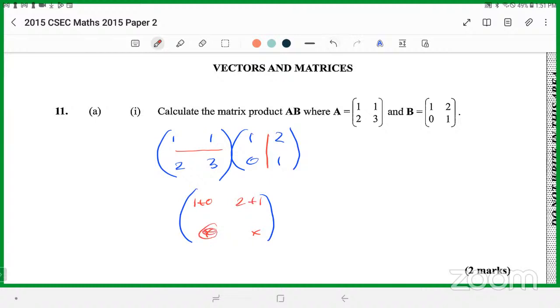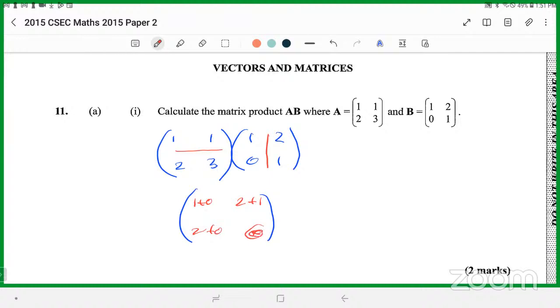Then this value down here now is the second row, first column. Using this second row, the first column: first element times first element, second element times second element. 2 times 1 is 2, 3 times 0 is 0.